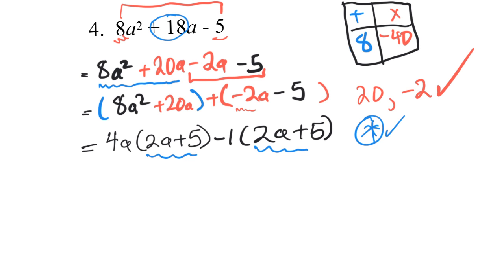So now we can go and pull that off to get 2a plus 5. And in the second bracket, we're going to get 4a minus 1 as our final answer, and we are done.